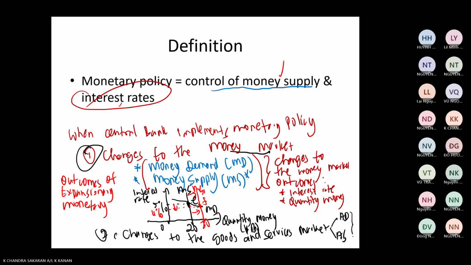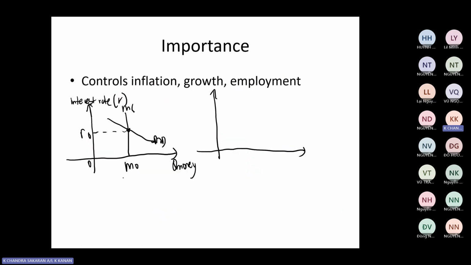Okay, this will determine three very important things. One is price, number two is production, number three is employment. The outcome of any changes in the money market and the goods and services market is changes to price, real GDP (production is the real GDP), and employment and unemployment. Here you can write down this is the money market. This is a diagram model for the goods and services market.